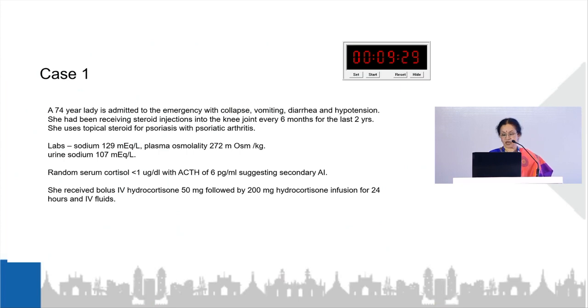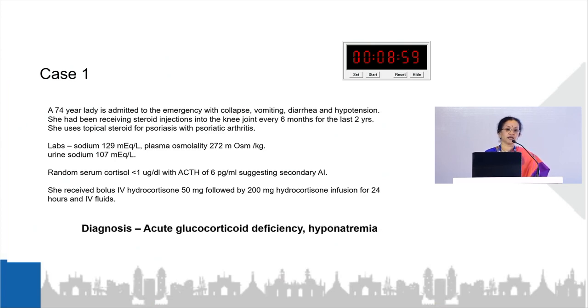Now, based on the history, because the patient was using steroids and stopped, a random serum cortisol was less than 1 microgram per deciliter, and the ACTH was 6 picogram per ml, suggesting that this is a case of secondary adrenal insufficiency. So she received IV hydrocortisone 50 milligrams followed by 200 milligrams of infusion over 24 hours along with IV fluids. The diagnosis of this case is acute glucocorticoid deficiency and hyponatremia, a secondary adrenal insufficiency.